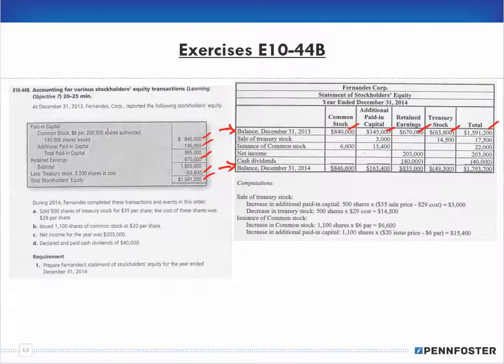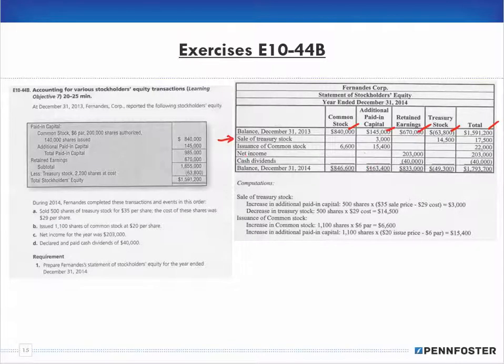And as you can see, all they've done so far is taken this and stuck it over here. Now we have these additional transactions. So we're selling 500 shares of treasury stock for $35 per share. The cost of these shares is $29 per share. So we're showing the sale.